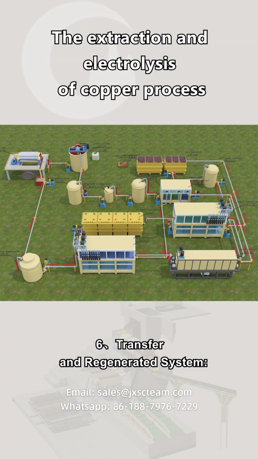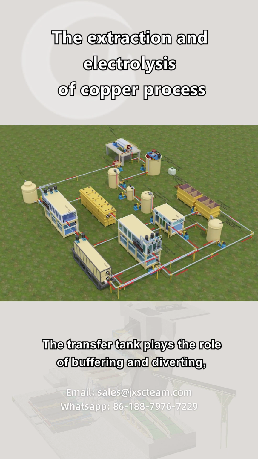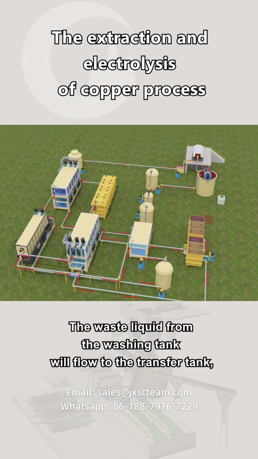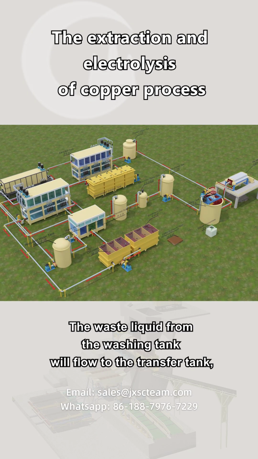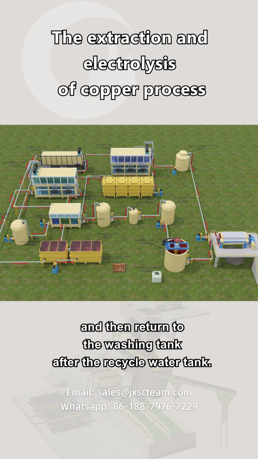6. Transfer and regenerated system. The transfer tank plays the role of buffering and diverting, avoiding the confusion of the whole plant process. The waste liquid from the washing tank will flow to the transfer tank and then return to the washing tank after the recycle water tank.